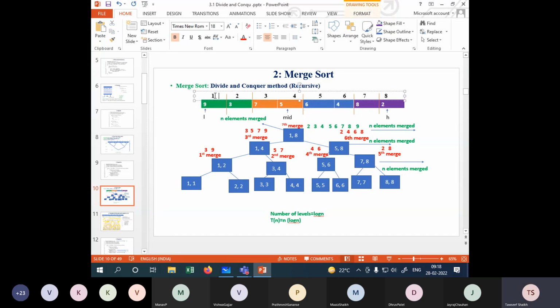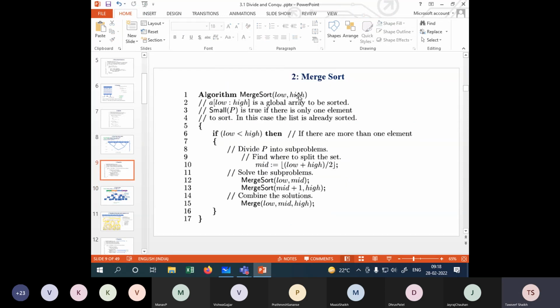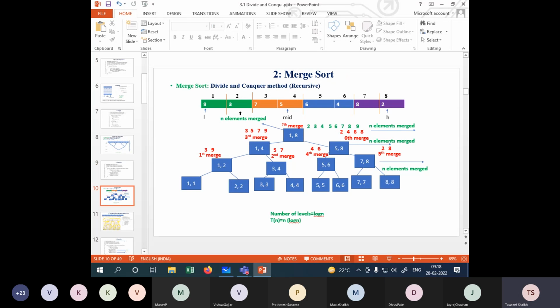For the green one, our low is equal to 1 and our high is equal to 2. So in the pseudo code, we will pass low equal to 1, high equal to 2. Low is less than high? Yes, the condition is true. So again, find the mid. For the parameters 1 and 2, mid is 1 plus 2 divided by 2, that will be equal to 1. So 1 becomes the new mid.